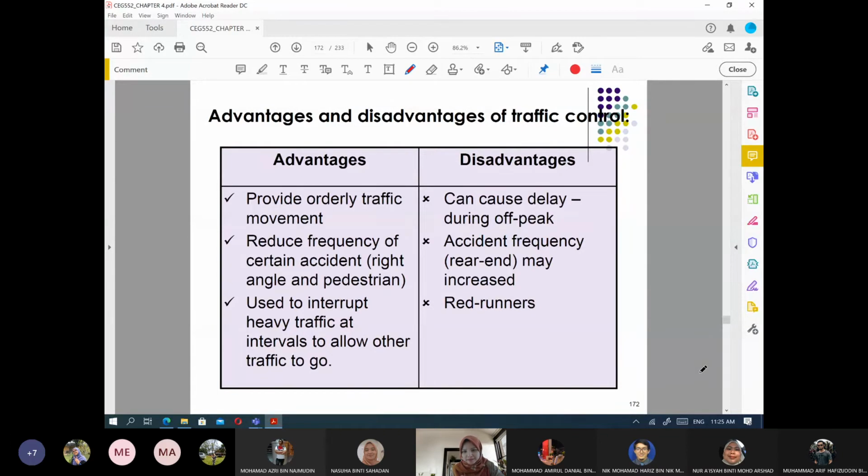Sepatutnya, bila lampu kuning, you dah tekan brake dah. Alright. So this kind of thing might create accidents or red runners problem ni lah. Okay. So this is macam lebih kepada culture punya ni lah. Okay, culture punya problems, right?